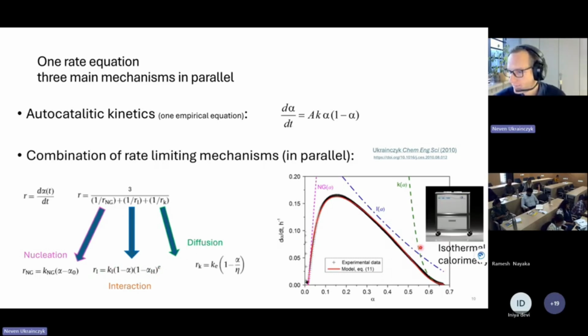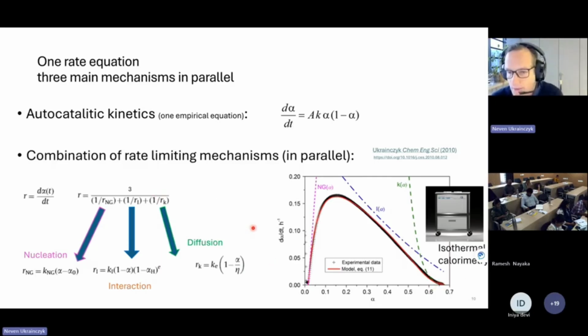Basically, it's this curve. And then I introduced diffusion, because it stopped at 0.7. If you would continue, this would stop at 1, but I wanted to make it stop earlier. And this is because of the diffusion. I just introduced the mass transfer coefficient, which is again proportional to the amount of unreacted cement, and divided by some factor eta, just to control when it stops.